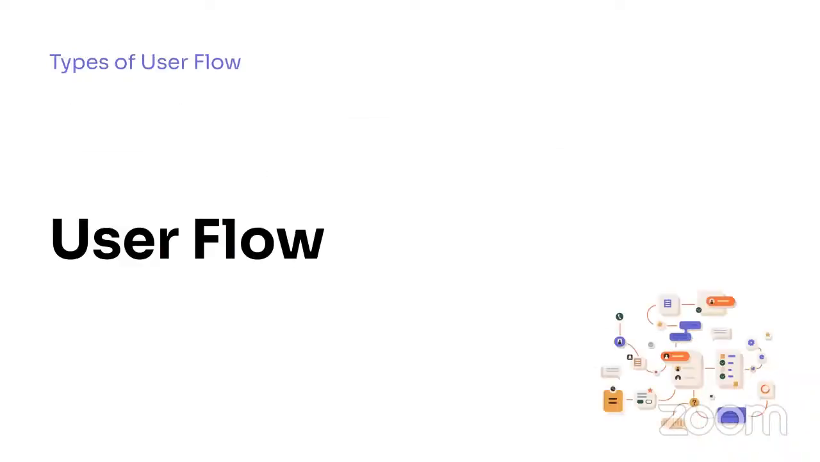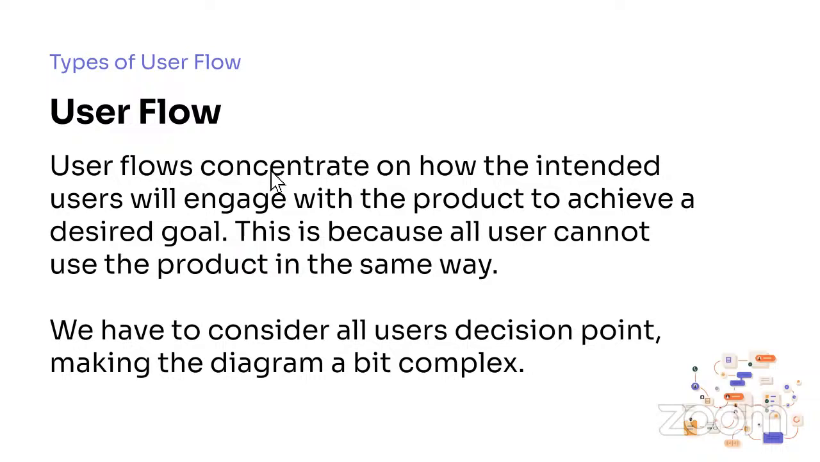Then user flow. I know you might be asking, why user flow again? It's still the same thing. User flow concentrates on how the intended user will engage with the product to achieve a desired goal. This is because all users cannot use the product in the same way. You have to consider all user decision points, making the diagram a bit complex.